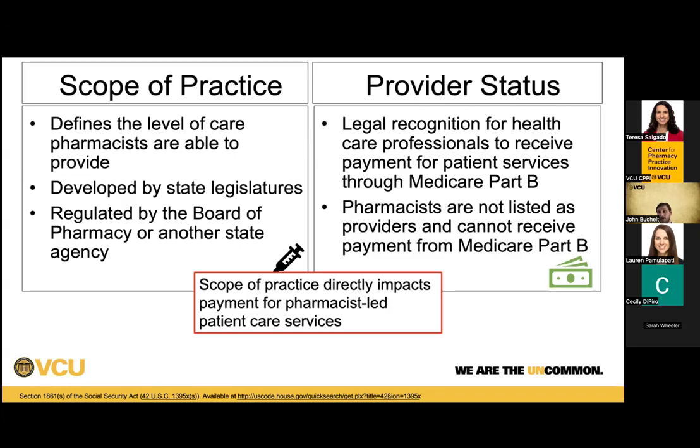If you don't have the scope of practice to be able to bill for certain levels of care, then you won't be able to optimize that pharmacist patient outcome. So you want pharmacists to have that scope of practice that allows them to practice at the top of their license and be able to get the provider status, or the ability to receive payment from different insurers.